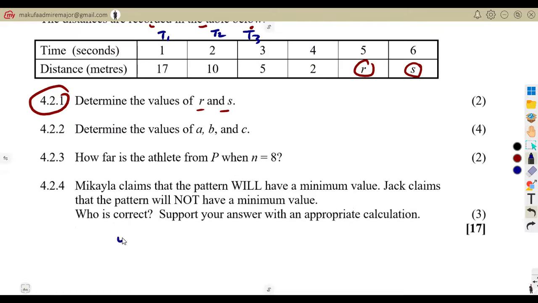So you're given the terms there. That is what you're given. Like the first term is 17. The second one is 10, 5, and so on. 5, 2, followed by R, followed by S, like that.